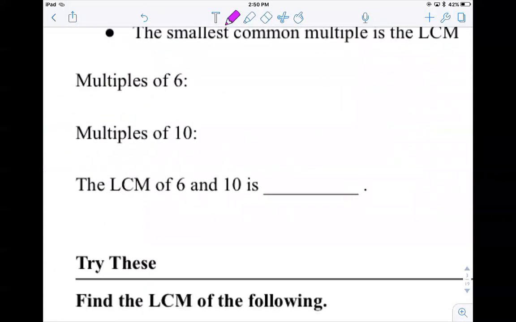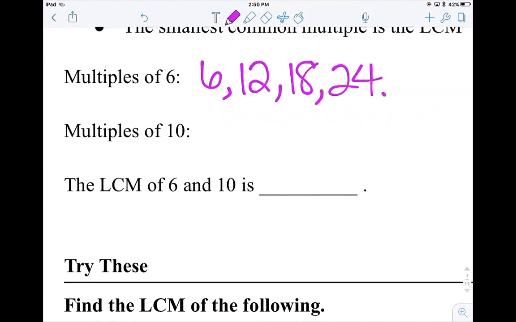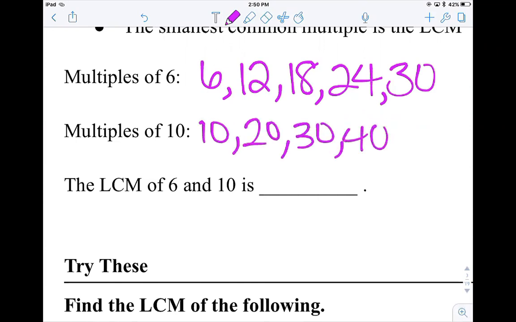So let's jump into the first one here. It says multiples of 6. So I'm going to make a list. I have 6. That's 6 times 1. 6 times 2 is 12. 6 times 3 is 18. 6 times 4 is 24. 6 times 5 is 30. I'm going to kind of stop there. Multiples of 10 are 10, 20, 30, 40, and we could keep going. Well, I'm going to stop here because I see a 30 in both of my multiples. So 30 is the smallest multiple of 6 and 10.